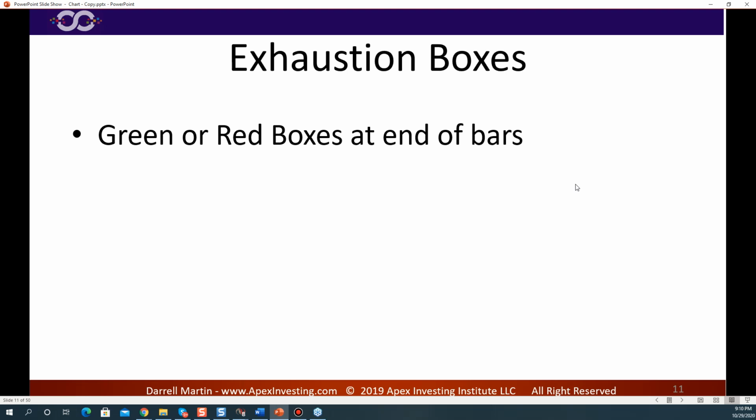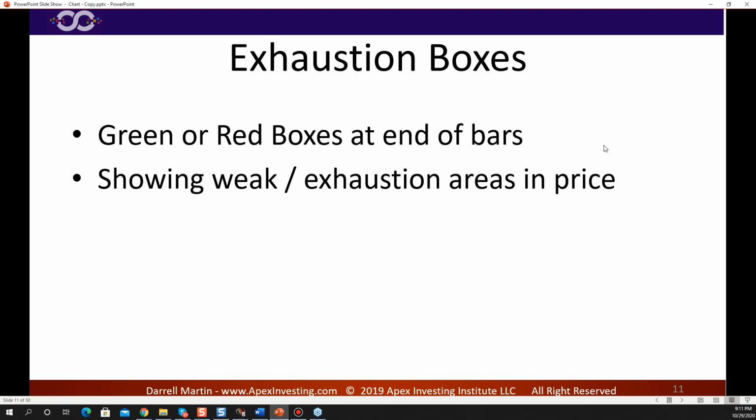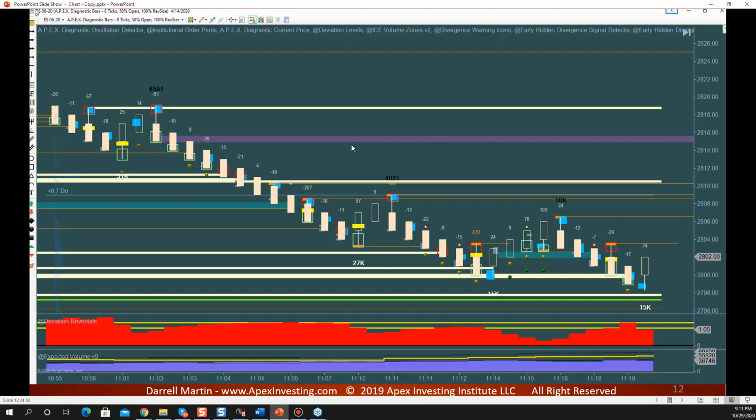So let's real quick talk about exhaustion boxes. It's the green or red boxes at the end of the bars, and what it does is it's showing a weak area or exhausted area in price. Now, for any of you that have already watched some of the setup videos of the TX trades, the trapped X box trades, you might be familiar with what these are. But these red boxes here, see the red box at the top or the green box at the bottom?